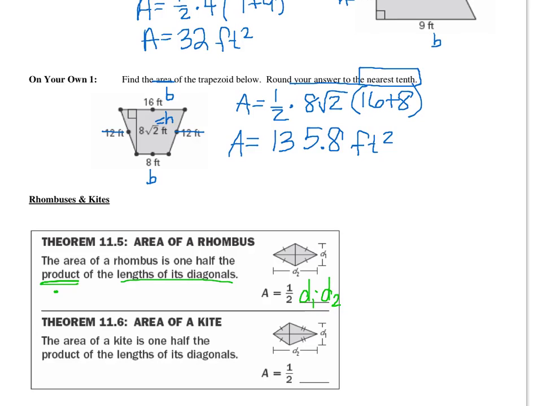Theorem 11.6, the area of a kite, says the area of a kite is 1/2 the product of the lengths of its diagonals. So it's the same thing. So for a kite, my area is still 1/2 d1 times d2. Let's look at the next page.